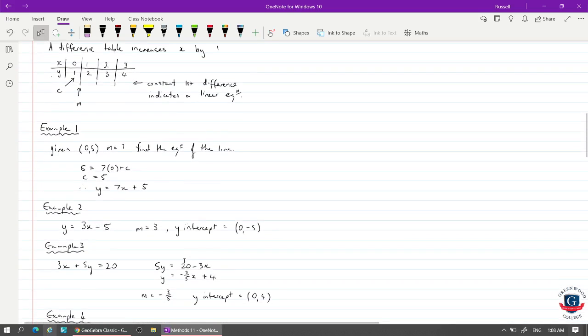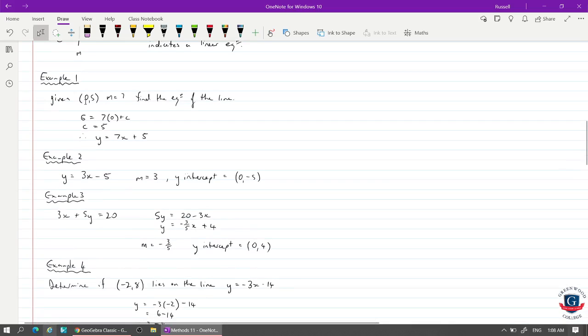Alright, let's have a look at some examples. So, if we were given a coordinate 0, 5, and the gradient was 7, we could find the equation of the line. We substitute y in where y goes for y equals mx plus c. We substitute 0 in for where x goes in y equals mx plus c. We substitute 7 for where m is 7, and we're looking for c. If we solve this equation, 5 equals 7 times 0 plus c, c would have to be 5, and the equation of a line that passes through 0, 5 and has a gradient of 7 would be y equals 7x plus 5. And that should be relatively simple to you by now. If it's not, you have some revision to do.